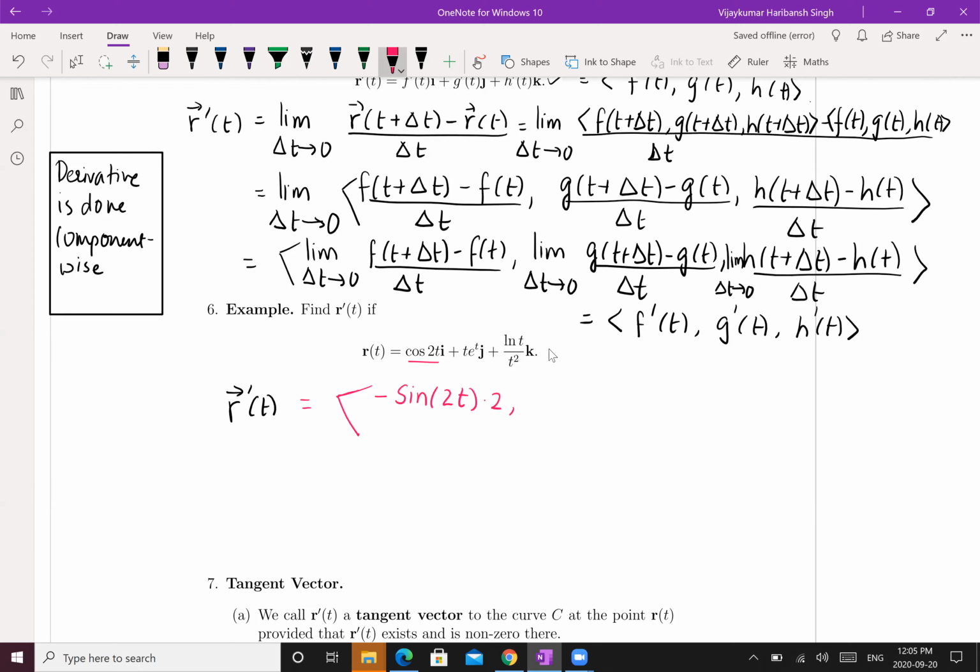times 2. Now the derivative here would be done using product rule. This is a second component t e to the power t, which is t e to the power t plus e to the power t times 1, product rule in that component. The next one is going to be using quotient rule. So t to the power 4, t squared times 1 by t minus ln t times 2t. So this is your derivative r prime t.